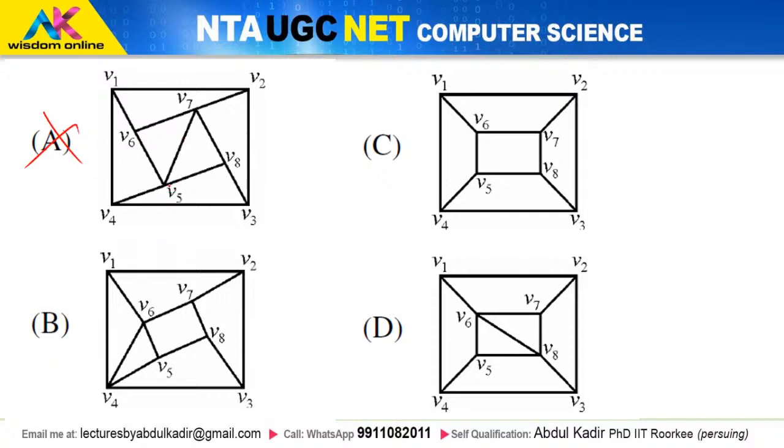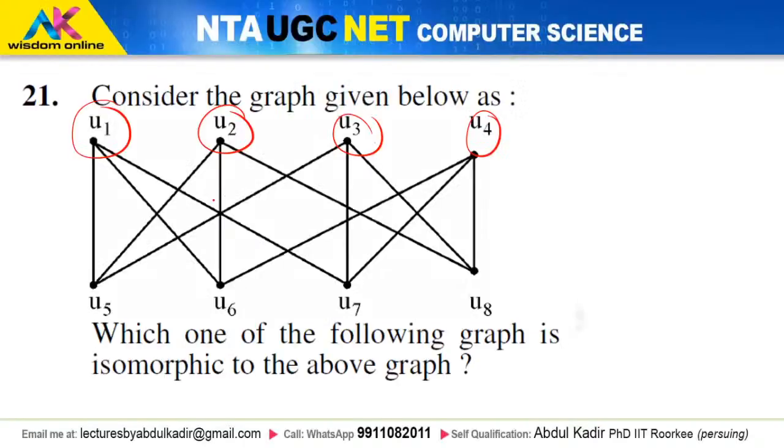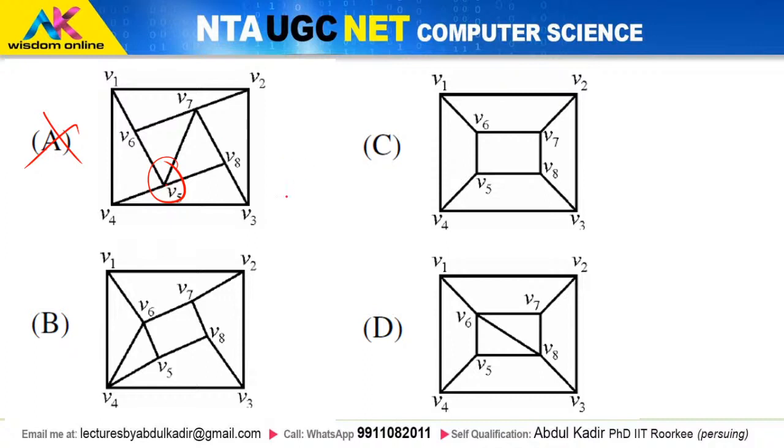This is not correct. Why? Because you see this V5 has degree 4. But in our original graph, each vertex has degree 3. So you can say that answer A is not correct.